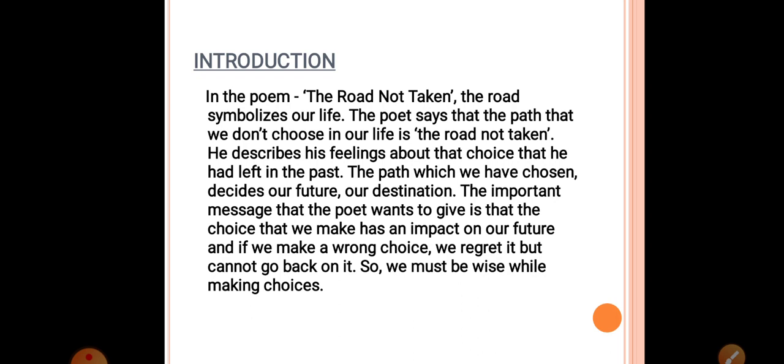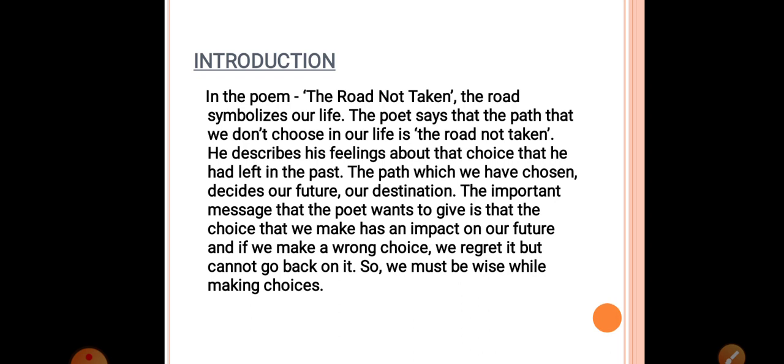The road not taken symbolizes our life. The poet says that the path that we don't choose in our life is the road not taken. He describes his feelings about the choice that he had left in the past. The path which we have chosen decides our future or destination.